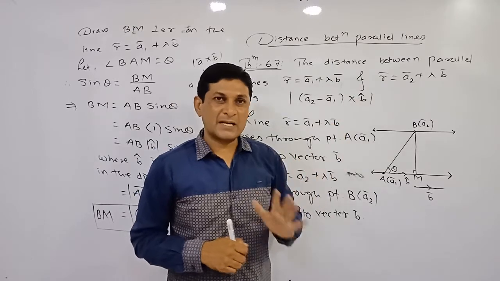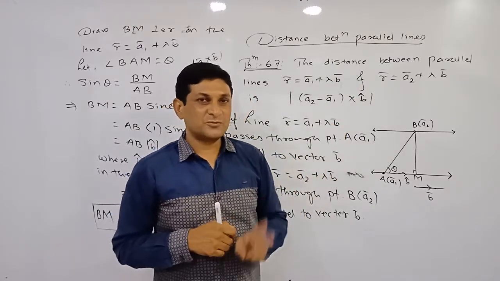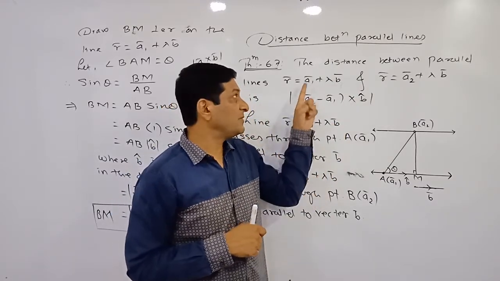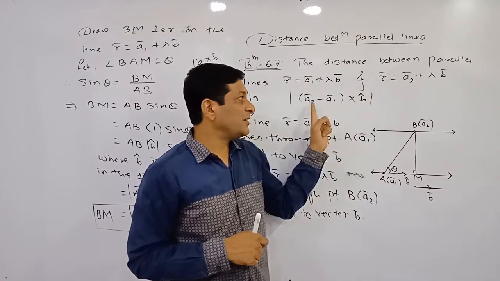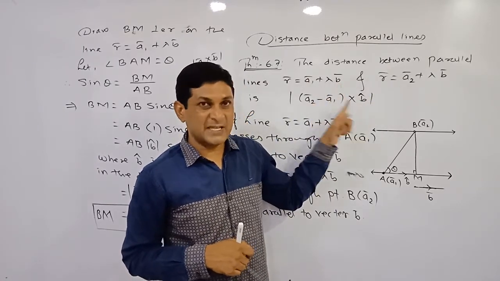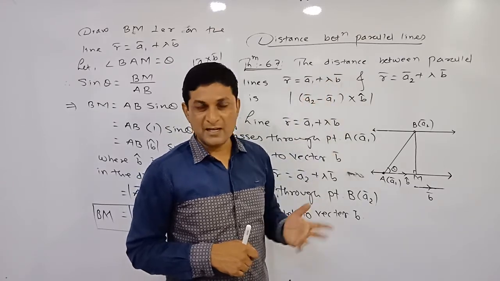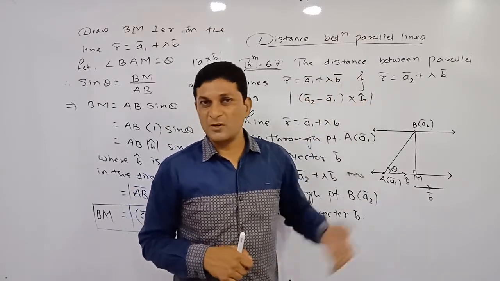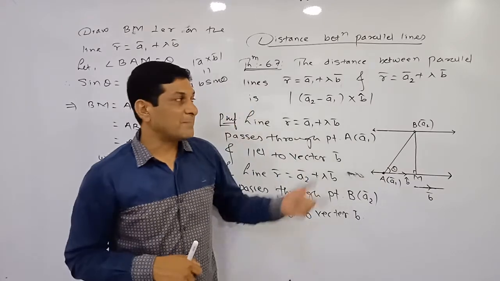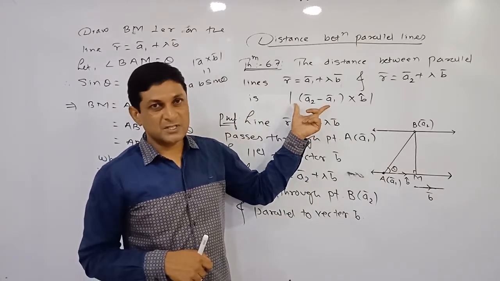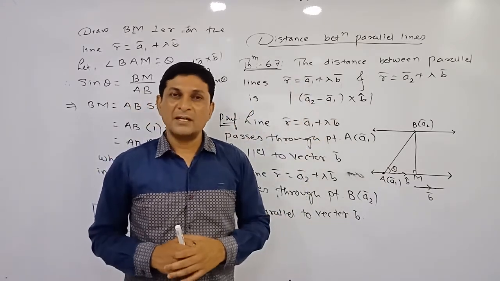To apply this formula, three values are required. The first value is a1 bar, the second value is a2 bar, and the third value is what? B cap. B cap is nothing but the unit vector along b bar. If b bar is given to us, we are able to find the unit vector also. Applying this formula, we are able to find the distance between two parallel lines.